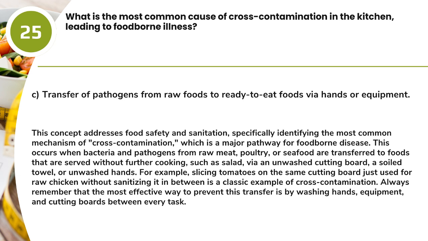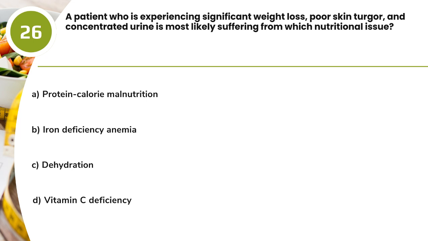Question 26. A patient who is experiencing significant weight loss, poor skin turgor, and concentrated urine is most likely suffering from which nutritional issue? A. Protein-calorie malnutrition. B. Iron deficiency anemia. C. Dehydration. D. Vitamin C deficiency.